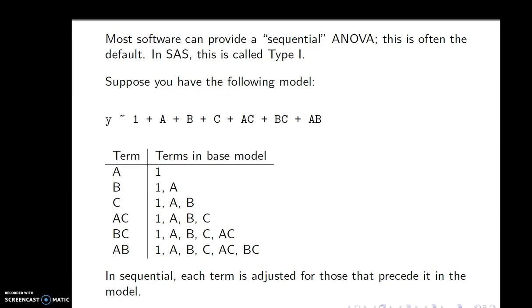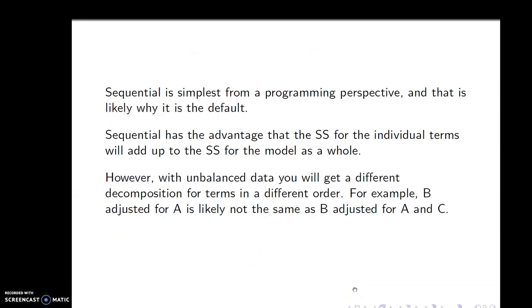Using this kind of sequential building of the model, each term is adjusted for those that preceded it in the model, or in other words, the sum of squares is going to be adjusted for the presence of those terms that are in the base model. This is the simplest way to do it, especially from a programming perspective, and it is the default in pretty much every package I've worked with. It also has an advantage. Sum of squares for the individual terms will add up to the sum of squares for the model as a whole, which is a nice, pleasant characteristic to see. It makes a lot of sense, makes us feel better about the model too.